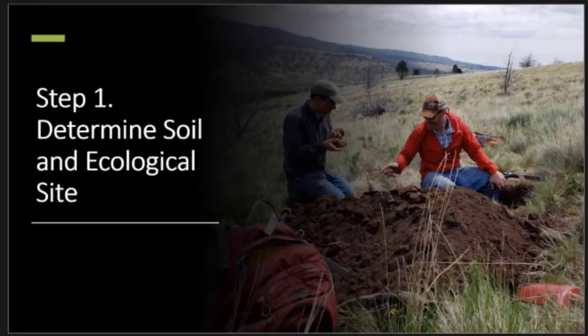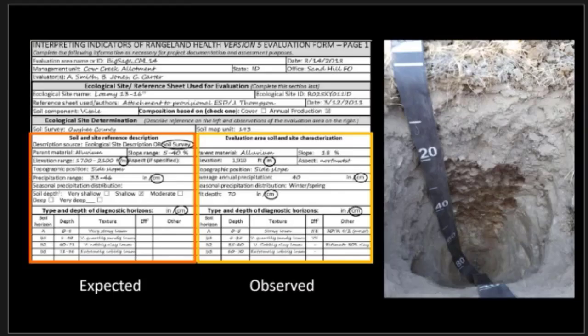So once an evaluation area has been selected, our first step is to determine our soil and ecological site, and that's done in the field. The soil and site verification section of the evaluation worksheet is used to document the site verification or site determination. The left side of that form is filled out with the expected reference information for the site. The right side is completed by making observations of the evaluation area and the soil horizon.